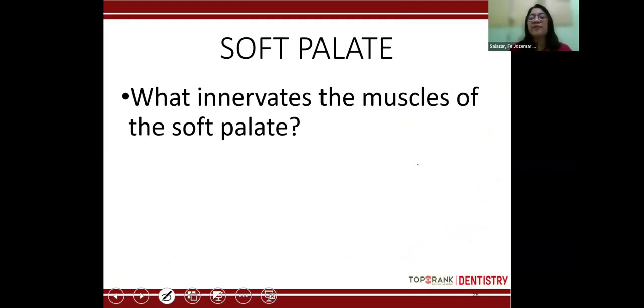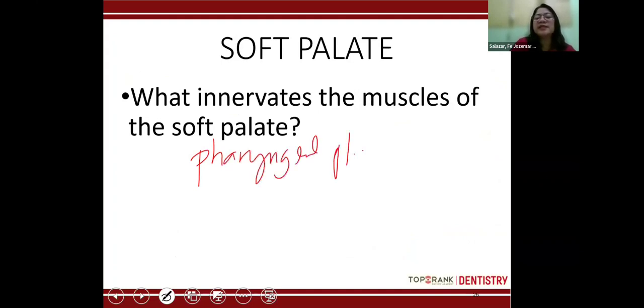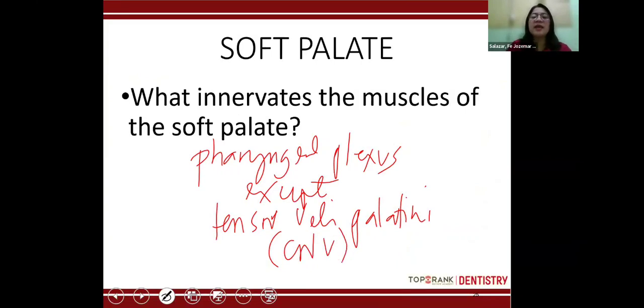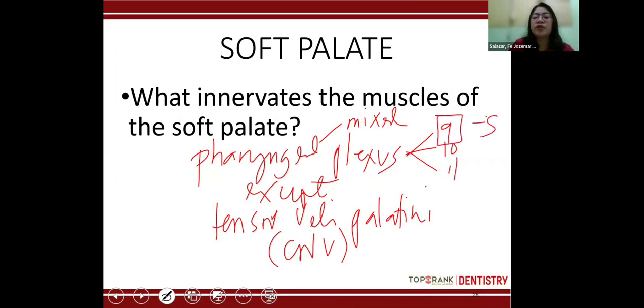What innervates the muscles of the soft palate? Pharyngeal plexus. Ano ulit yung exception? Except tensor veli palatini, because tensor veli palatini is innervated by cranial nerve number 5. Again, the pharyngeal plexus is a mixed nerve. It is made up of pharyngeal branches of cranial nerves number 9, 10, 11. So 9 is the sensory division, 10 and 11 is the motor division.